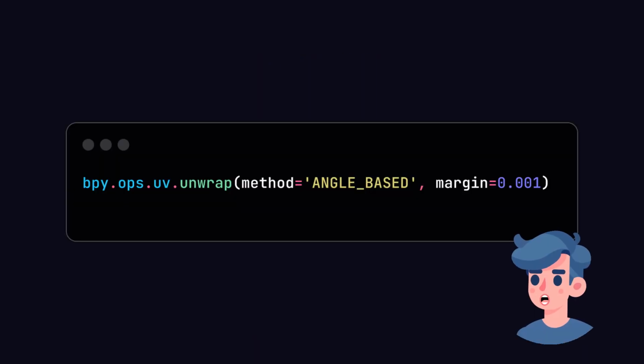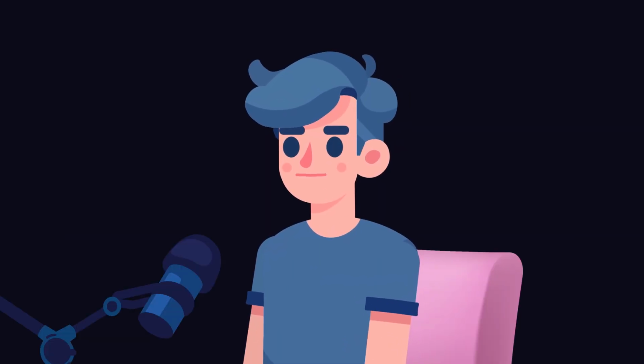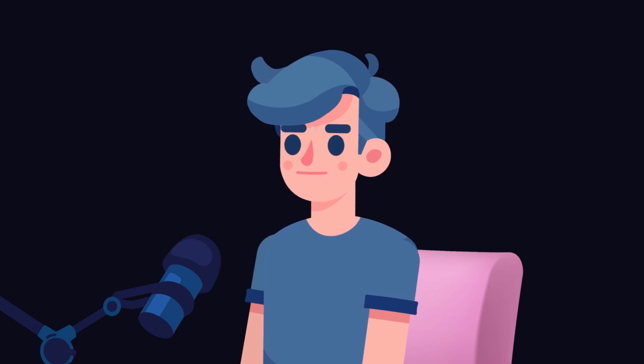Now, let's ensure the texture maps correctly to our cube. In the 3D viewport, select your cube and go into Edit mode. We need to unwrap our cube's UVs. To unwrap the UVs, select all faces of the cube by pressing A on your keyboard. Then, in the UV menu, select Unwrap. This will create a basic UV map for our cube.